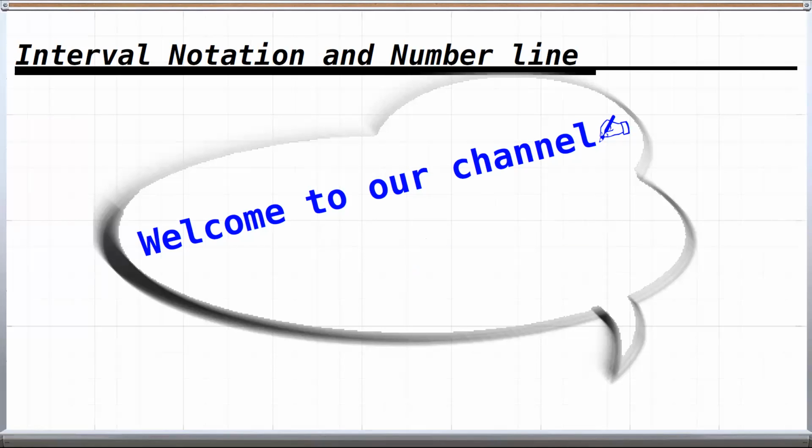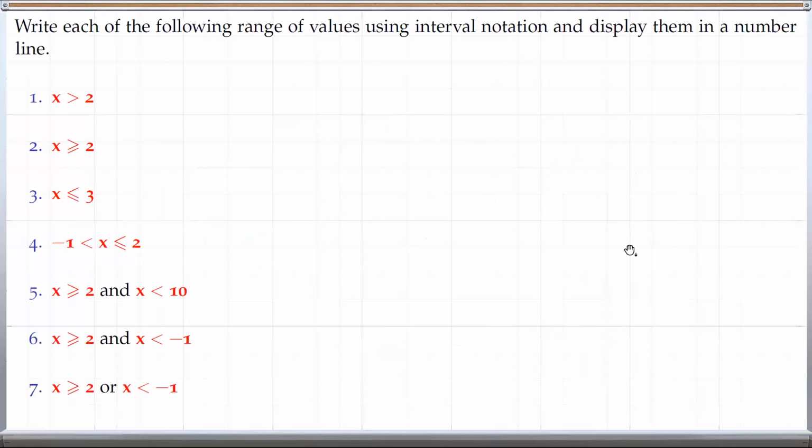In this video, we will talk about interval notation and how we can represent an interval on a number line. So we will basically look at these examples. The first one, we have x greater than 2. So let's first write it on a number line.